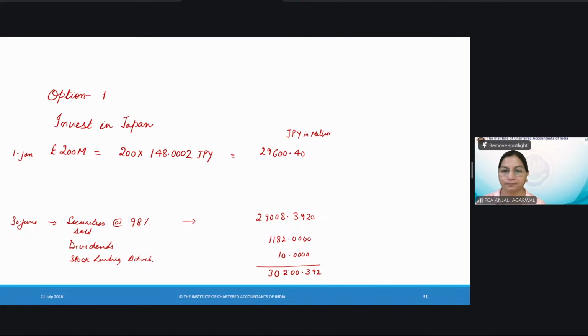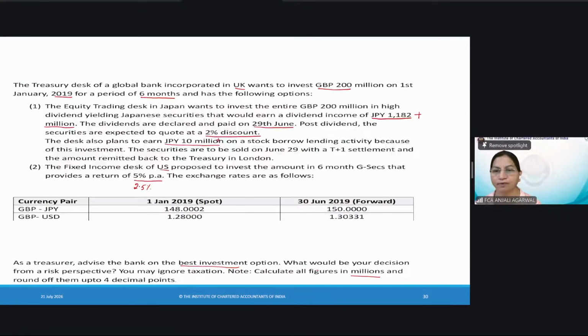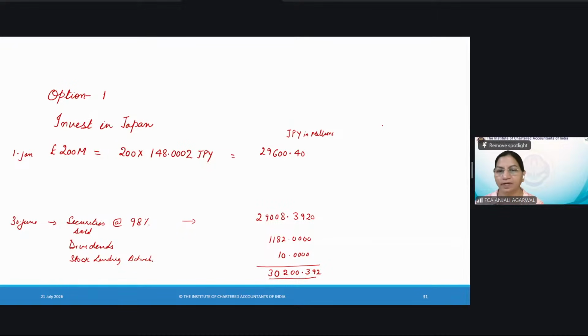We will convert it back to pound at the rate of 150. So this figure, when divided by 150, gives you after 6 months 201.3359 pounds. So your net gain is this minus 200, 1.3359 pounds.